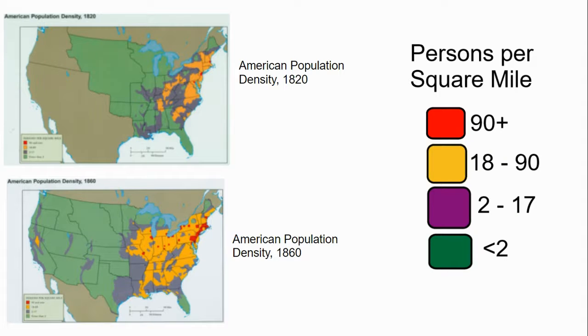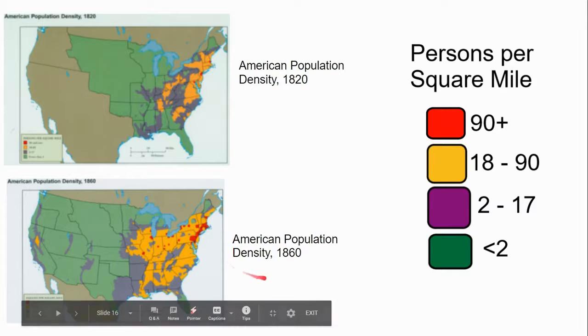Next up, I'm going to have you look at a couple documents and answer some questions, and then we'll discuss the documents and see how it relates to this theme of Americans moving west. First of all, we have 2 maps. The first map, American population density, 1820. I want you to compare that map to American population density, 1860.